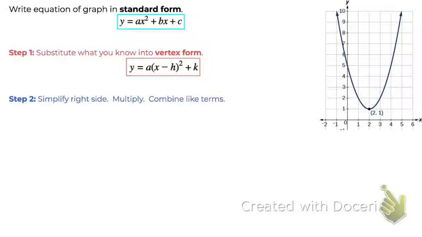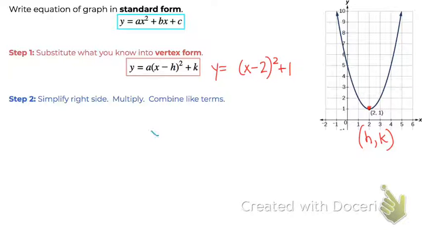For vertex form, the easiest numbers to substitute are the vertex, which is h, k. h is the x-coordinate of the vertex, k is the y-coordinate. So let's substitute that into this format. A we're going to get to in a minute, but we do know that h is 2 and k is 1.